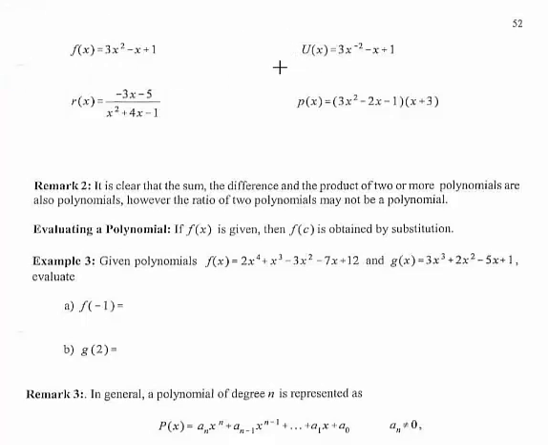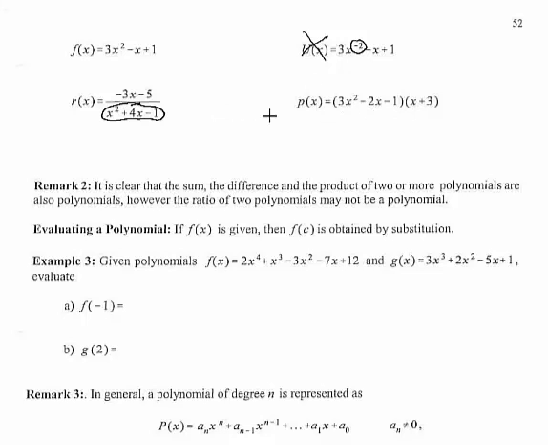What about u of x? Well, this is not a polynomial. It is because of this exponent -2. We only want non-negative exponents of our variables. U is not a polynomial. And neither is little r, because we have these variable terms in the denominator.